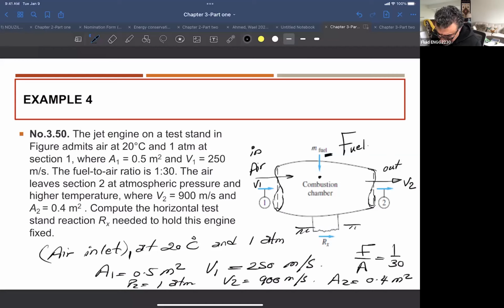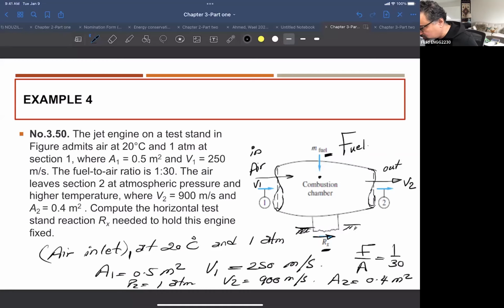Compute the horizontal test stand reaction, okay? Because what will happen if I don't fix this to the stand? If I'm putting this in the lab and just running the engine, what will happen? The engine will just break loose. It just flies, right? So in order to do this testing, we are fixing this on a stand. And this stand, you can see in this picture, is making a reaction here, reaction Rx. So he's asking how much this reaction is in order to hold the engine fixed.